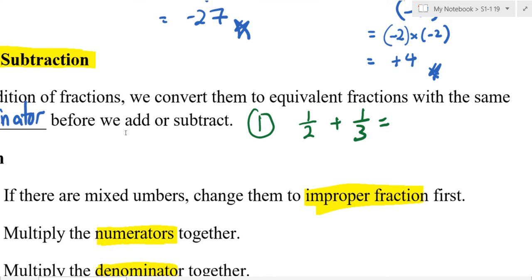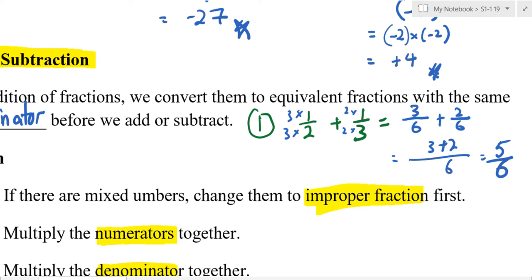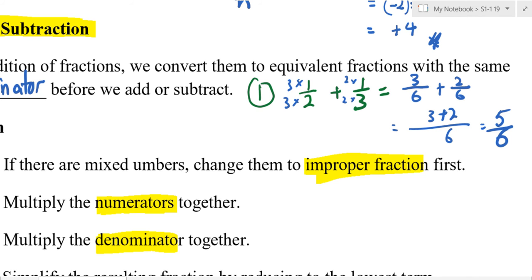So over here I use another color. This one I say, times 3, times 3, times 2, times 2. So I have 3 over 6 plus 2 over 6. What can you do? 5 over 6. Can you write down 3 plus 2, and this equals 5 over 6. You need to simplify. I purposely write this 3 plus 2 because later you won't see numbers, you will see alphabets. So that's why I want you to write this step.